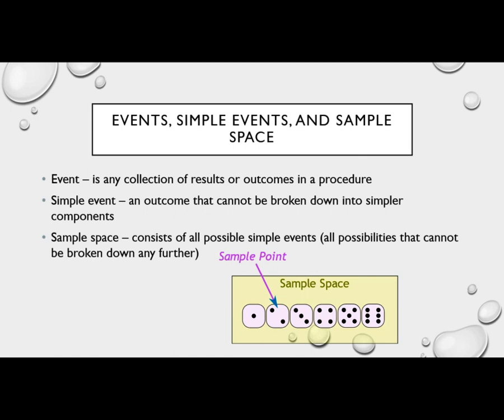An event is any collection of results or outcomes in a procedure. So looking at the picture, we have one die, and each of those die have 6 sides that range in value from 1 to 6. A simple event is any outcome that cannot be broken down into simpler components. So if I throw that die, I can only get one facing side up, right? So only one of those sides will be facing up in any given throw. The sample space consists of all the possible events, so all possibilities that cannot be broken down any further. So we have 6 possibilities. The probability that I throw, say for example, a 4 would be 1 out of 6.